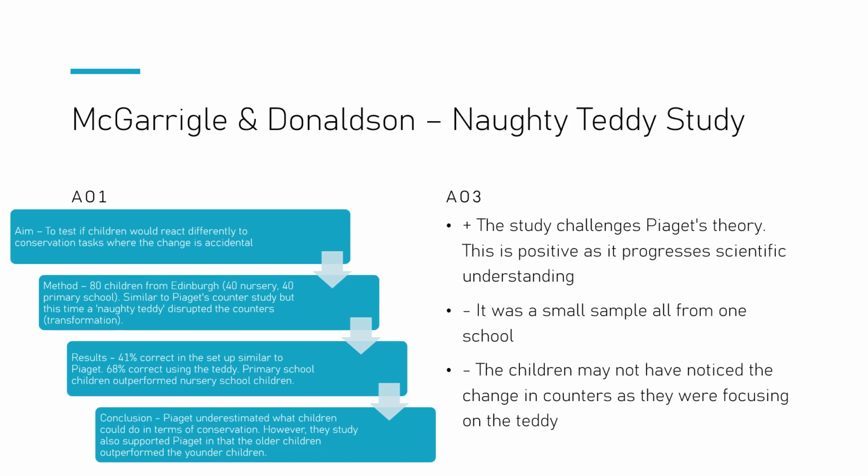The other issue is obviously McGarrigle and Donaldson criticised Piaget's method and the way that he conducted the study. Well, actually, you could say some of the researchers thought that the way that McGarrigle and Donaldson did it, the children may not have even noticed that it was a different amount of counters. That it was the same amount of counters that they had changed because they might have been focusing on the teddy. So again, their results might not actually reflect whether the children can conserve or not. It could just be a setup of this method, the way that the study was conducted. So that's worth taking into account.